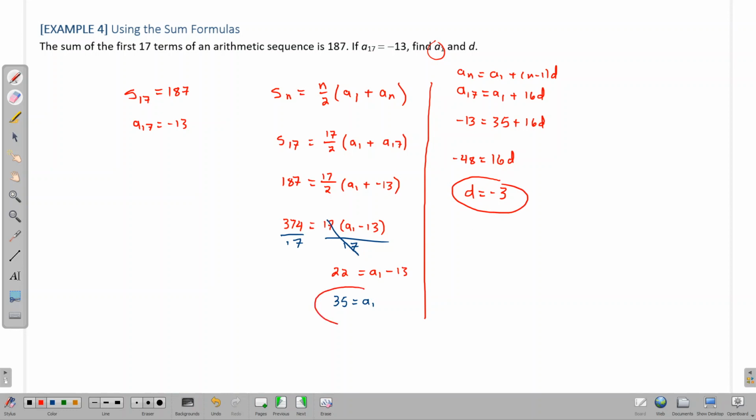So we have our D, we have our A1, the starting amount and the common difference. So it doesn't ask us this, but if it said write out what the series looks like, we could do that from this. We know it's 35. We're subtracting 3 from that, so it'll be plus 32 plus, keep subtracting 3, so 29 plus on and on like that. Right, that would be what the series is that generates the 187. If you wrote out 17 of them and added them together, that's where you're getting the 187.